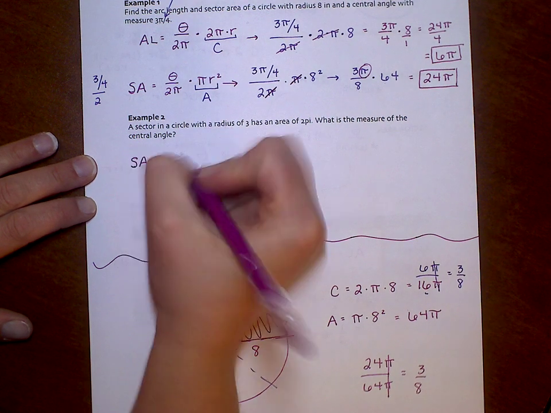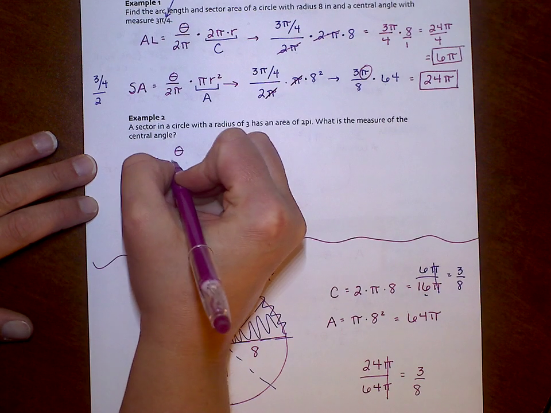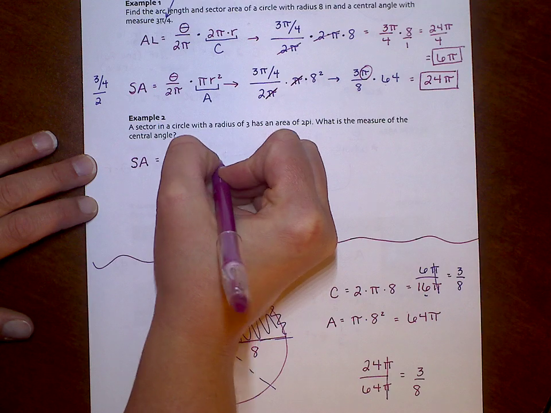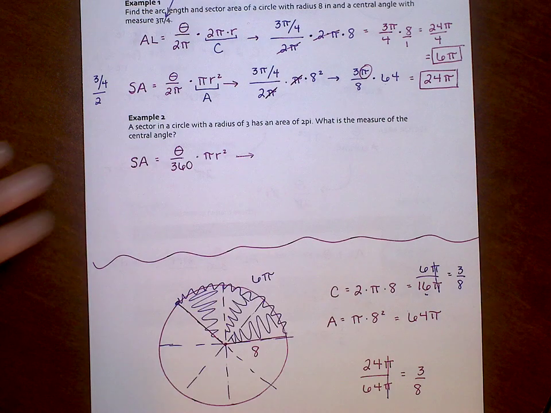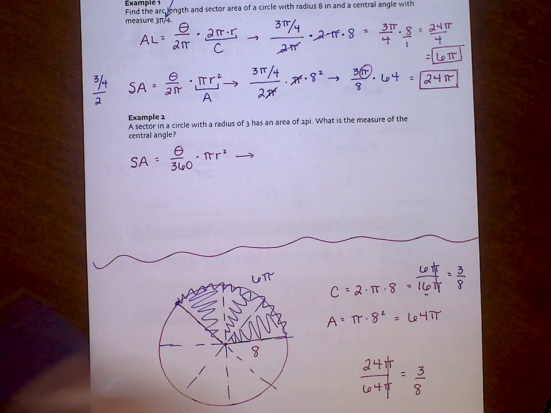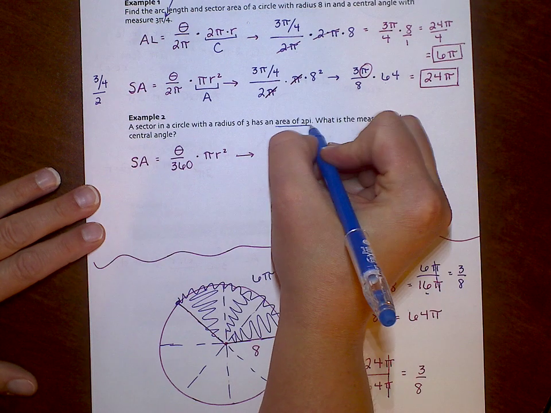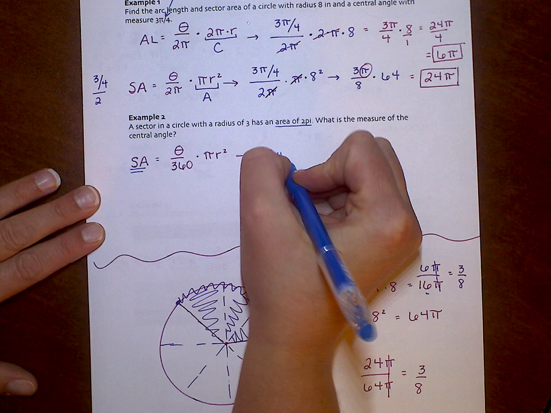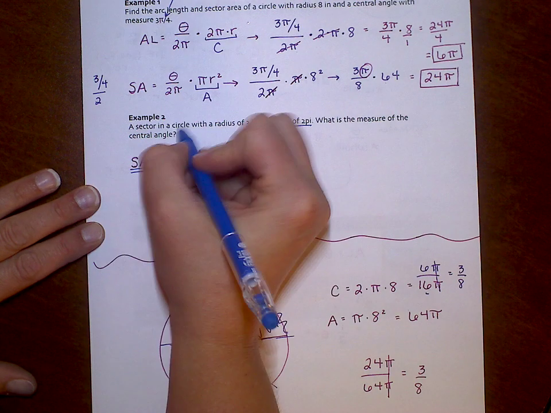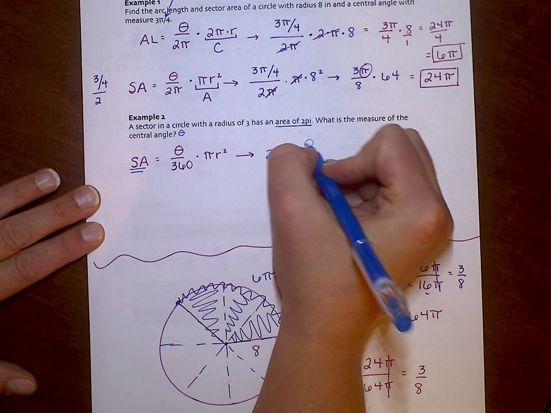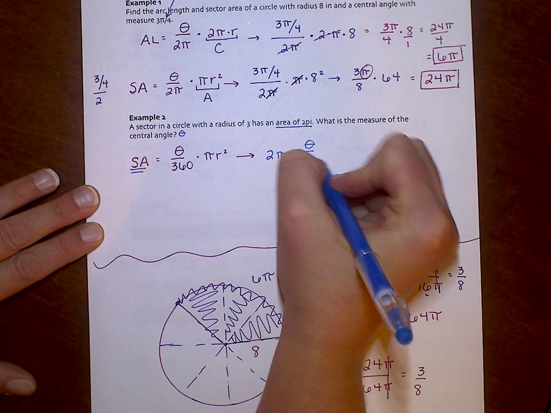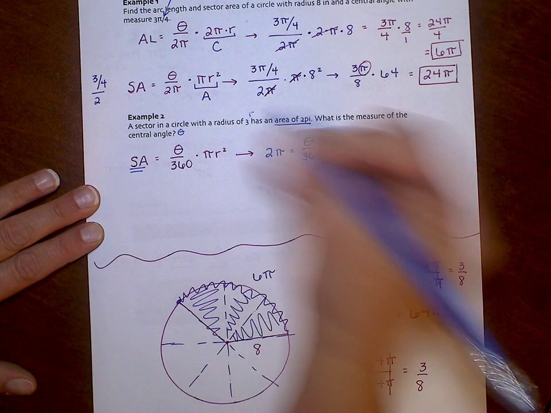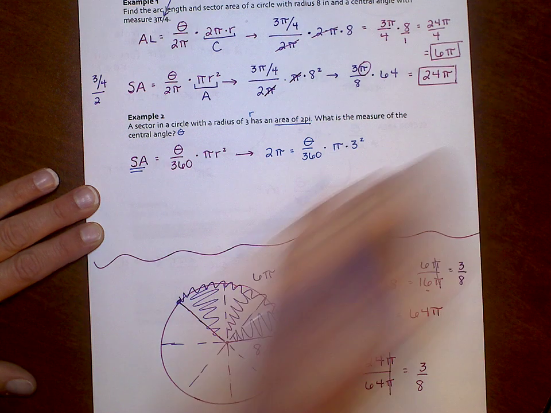So let's see. We know the formula. That's what I'm starting with. Theta over 360 times pi r squared. And now I'm going to fill in the pieces that I know. This time I know the sector area is 2 pi. So I'm filling in 2 pi here. I don't know theta. Theta is the thing that's missing, so I'm leaving that as a variable. And then multiplying by pi times my radius of 3 squared.